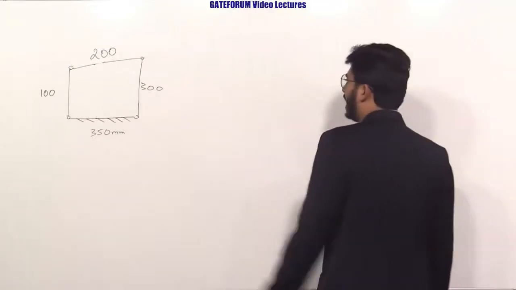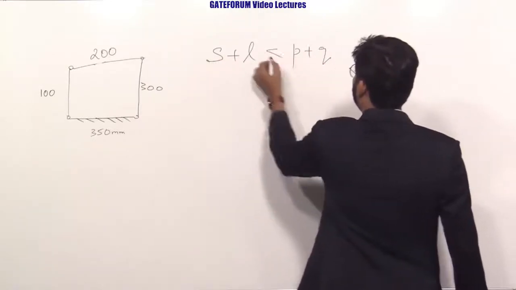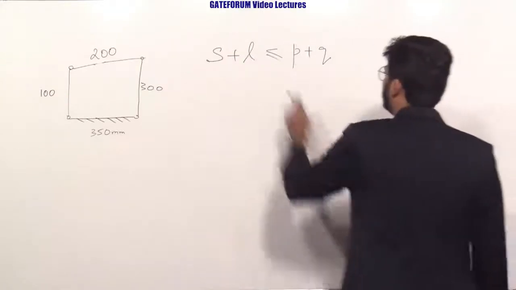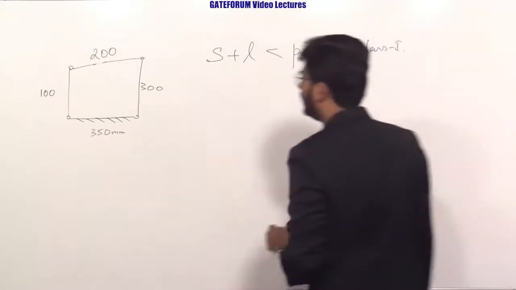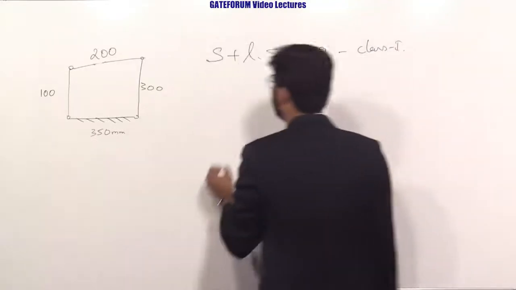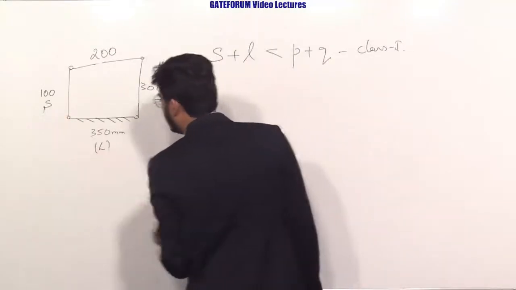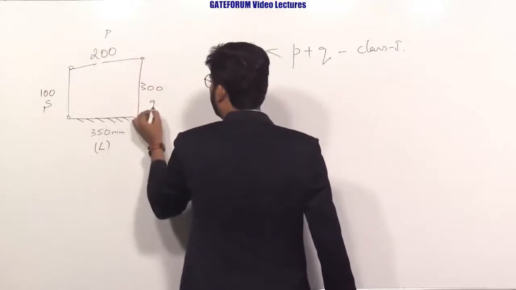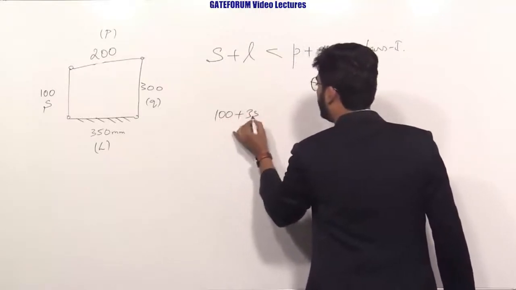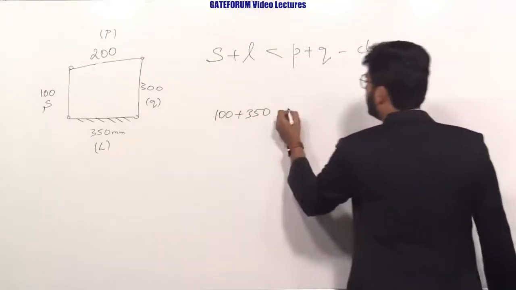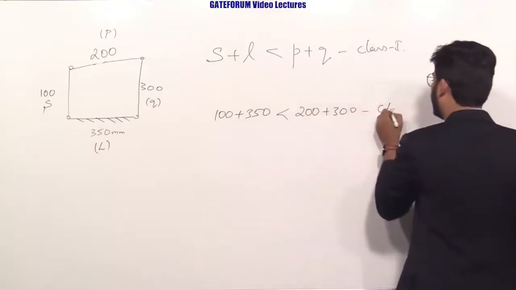So now if you apply Grashof's law, that is S plus L less than or equal to P plus Q, that is summation of other links. This is for the class 1 mechanism. Here the shortest link is 100 mm, and this is the longest link. These are other links P and Q. So here, 100 plus 350 less than 200 plus 300. Yes, it is a class 1 mechanism.